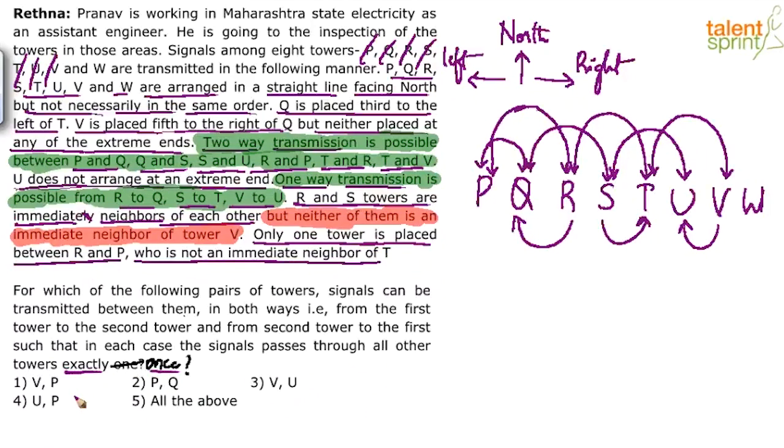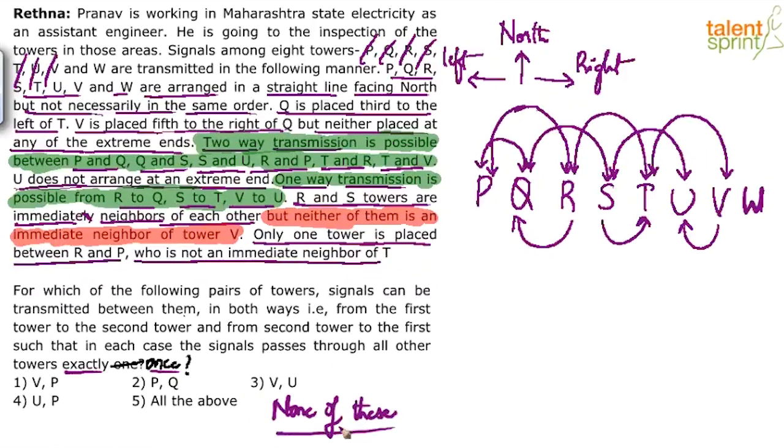But the problem here is that tower W is not connected at all. If I just look at the diagram, W is not connected to any of the towers. So what do we do with W? I think the answer should be none. In fact, straight away we can say the answer is none of these.